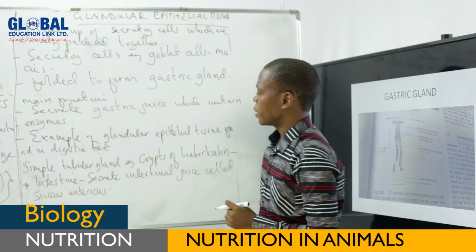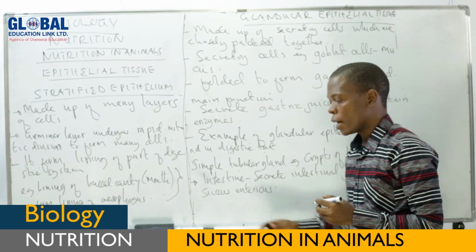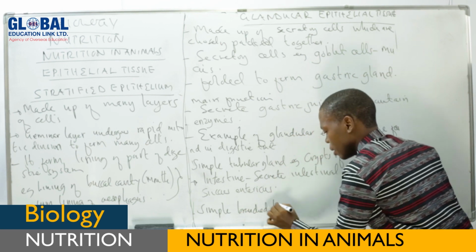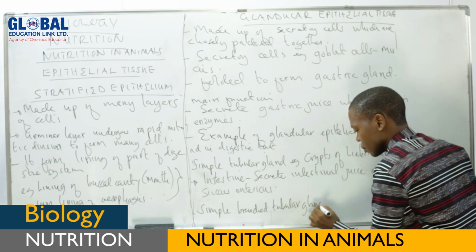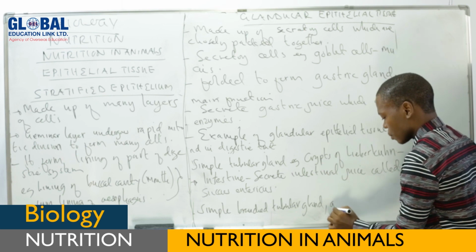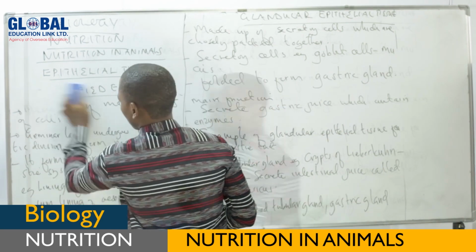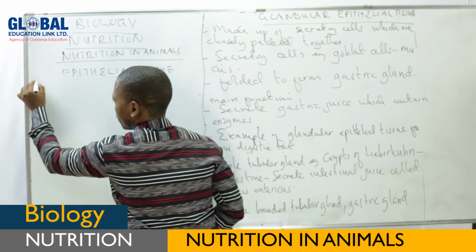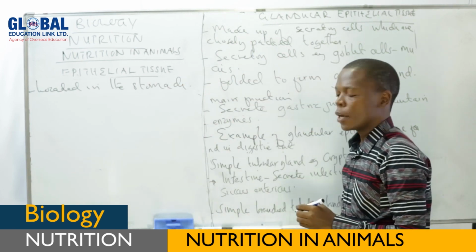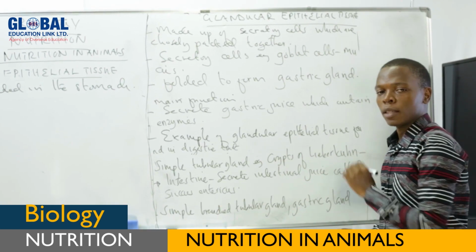Another example of glandular epithelial tissue which is found in the digestive tract is the simple branched tubular gland. For example, here, with this simple branched tubular gland, we are talking about a gastric gland. This gastric gland is located in the stomach. And we know the main function of this gastric gland is to secrete gastric juice, and one of the components of gastric juice is enzymes.